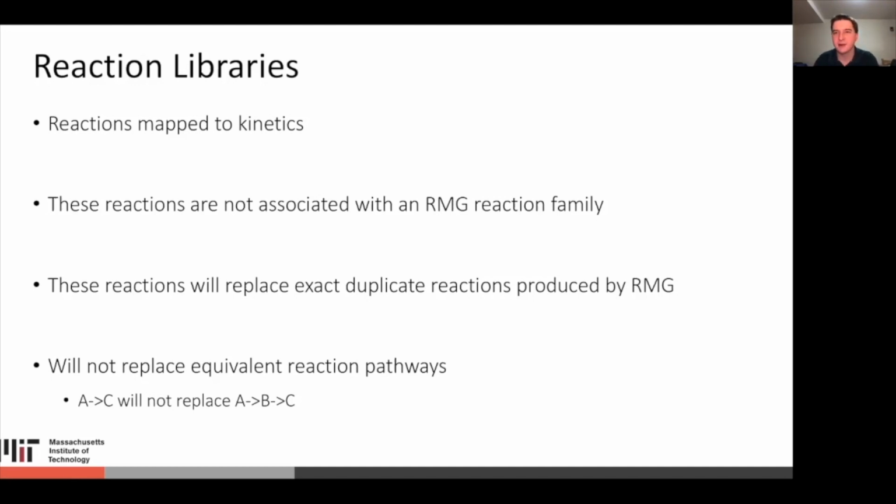How RMG will treat these is it will assume that whatever reaction you gave it is representative of all of the cases where that reaction can happen and the ways it would happen. And so it will replace any exact duplicate reactions that RMG produces. What you should note is that it will not replace equivalent reaction paths. If RMG treats a sequence as A to B to C, and you give RMG a library reaction that simply skips B and goes straight from A to C, it will not replace that equivalent pathway. It will think it's a completely different reaction.